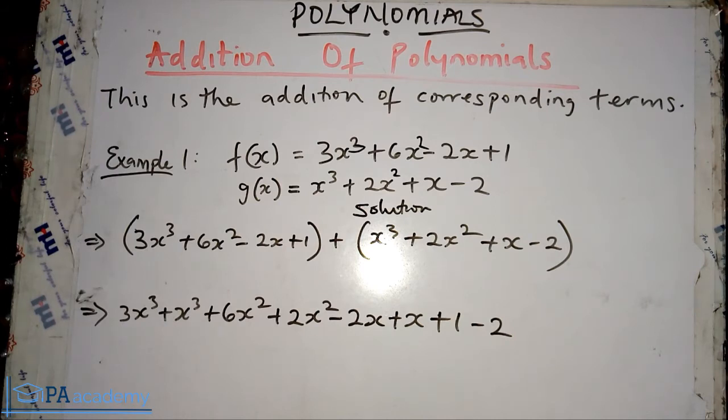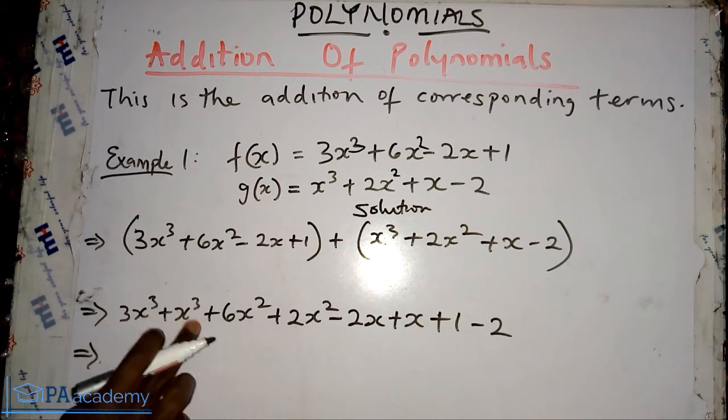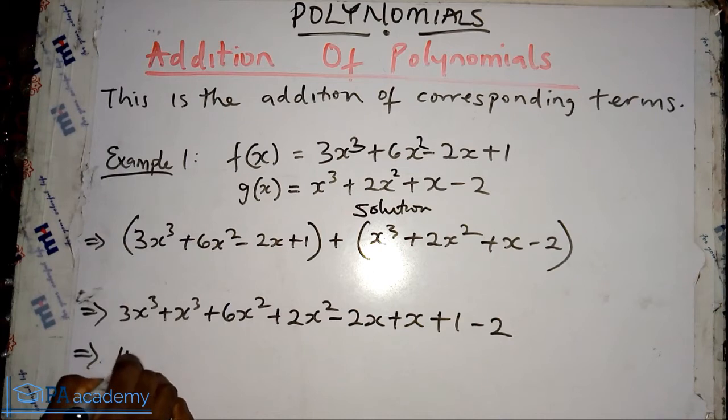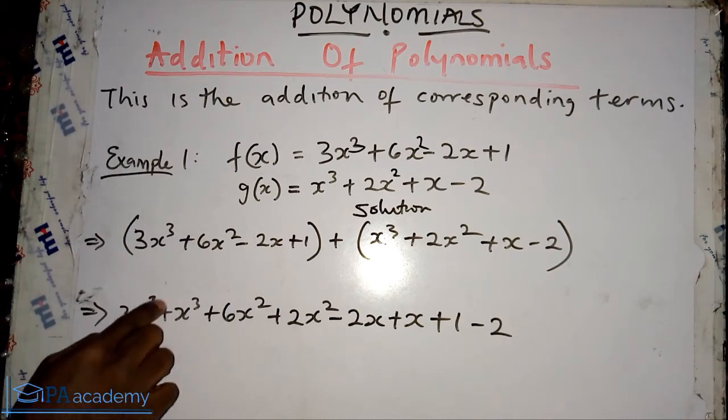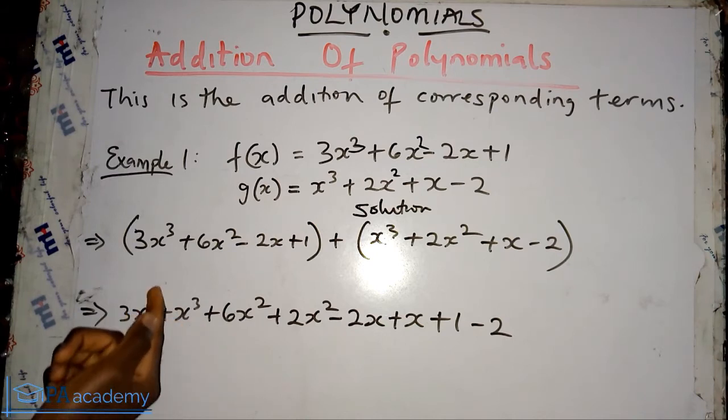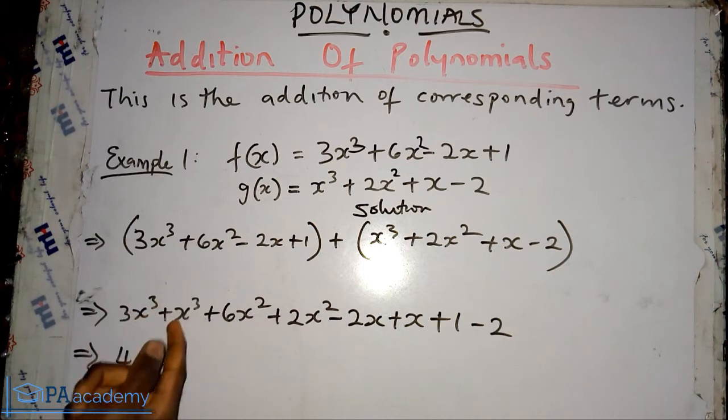So we have already brought all the corresponding terms together, so it will be easy for us to simplify. Now we're having 3x cubed plus x cubed. That will give us 4x cubed. Now we can add 3x cubed plus x cubed because you can see that they are the same term in the same power. x is raised to power 3. So we can add them together.